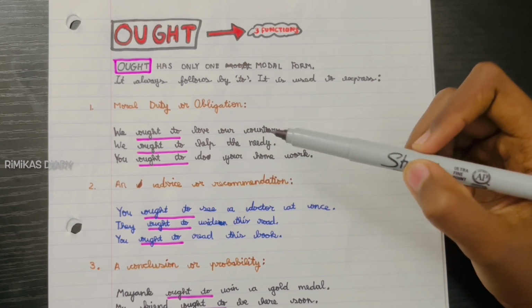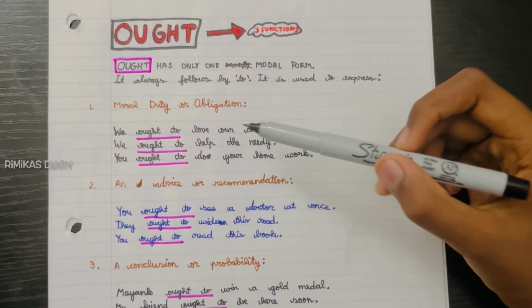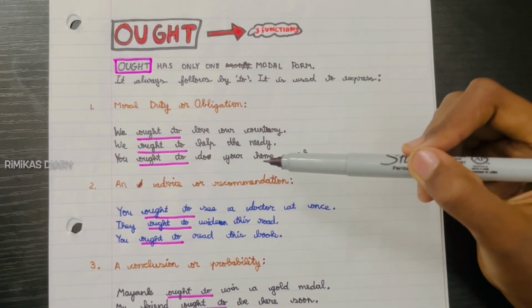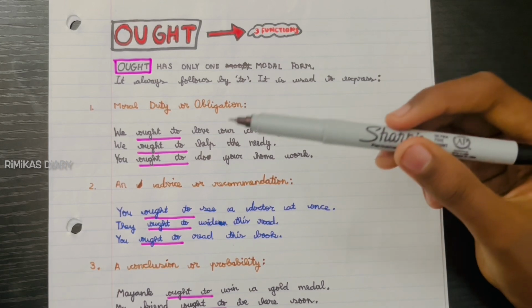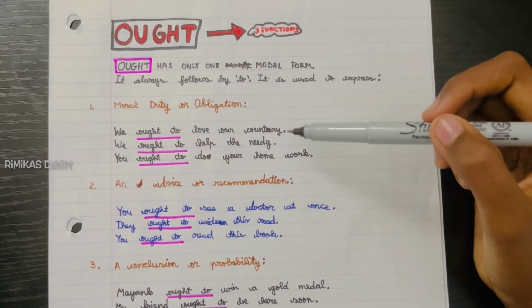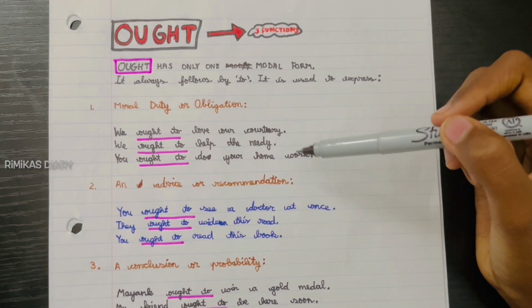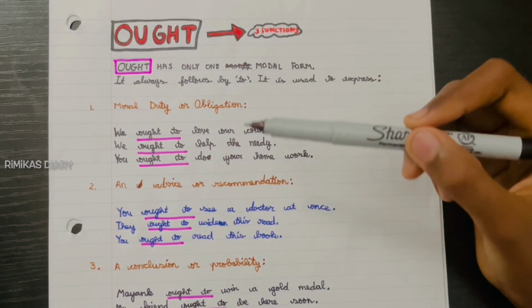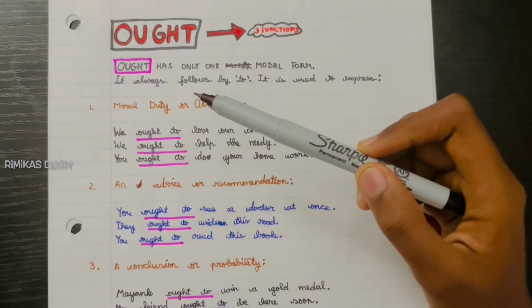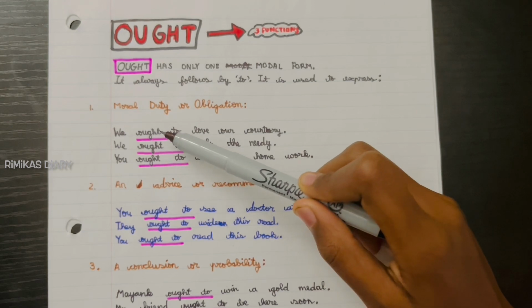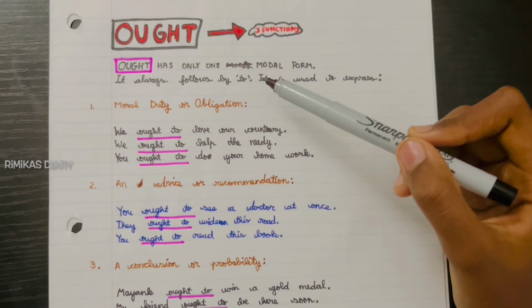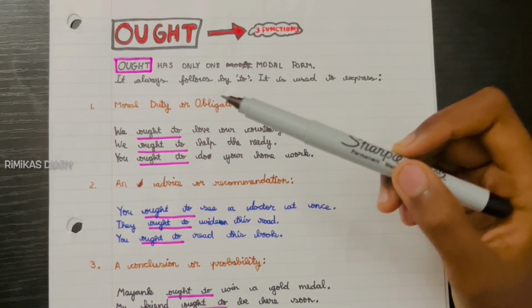First function, moral duty or obligation. We ought to love our country. We ought to help the needy. You ought to do your homework. So these two are moral duties and this is an obligation. In these sentences, ought always comes before to. That's what it says: ought is always followed by to.